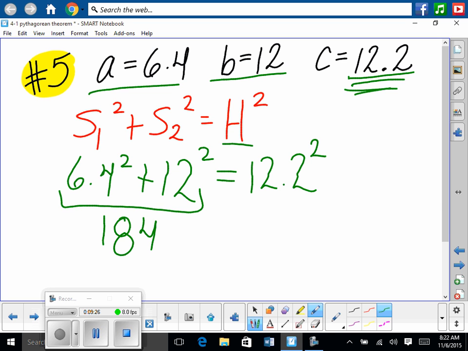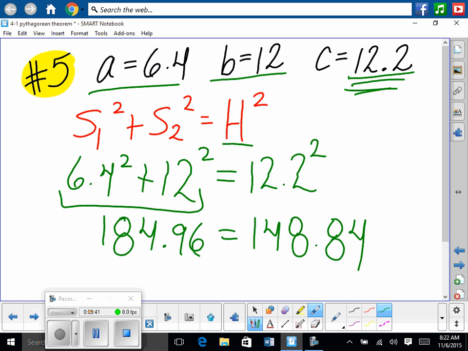That's 184.96. That better equal 12.2 squared. So 12.2 squared, and you get 148.84. Did it make a true statement? No, that is not true.